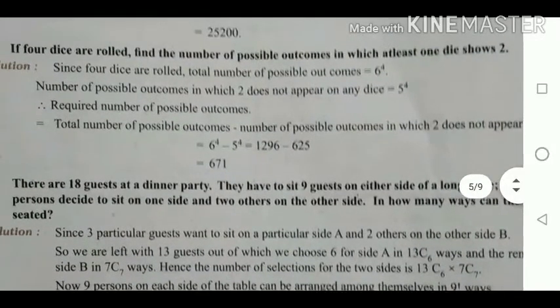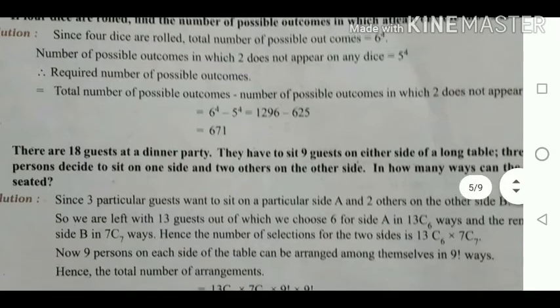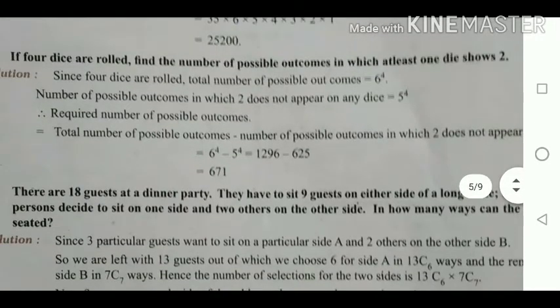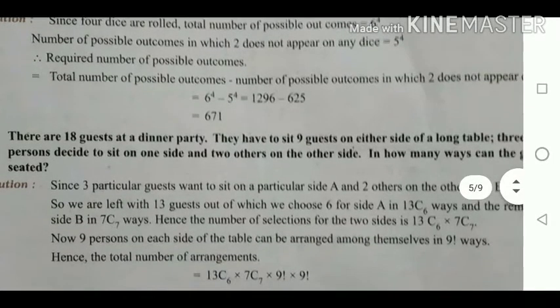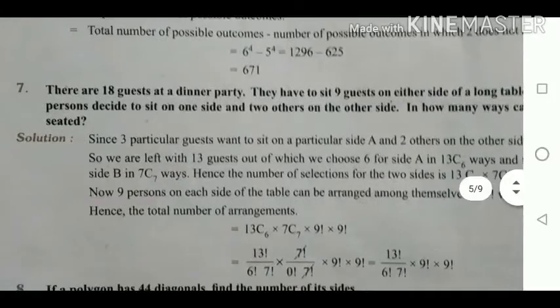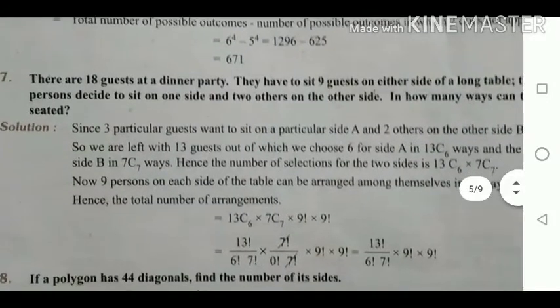So it is an indirect way of finding it. If you find it directly, it is very difficult for you. So first you find the possible outcomes in which 2 does not appear, and subtract that from the total outcomes, and you get the number of possible outcomes in which at least one die shows 2. Next, the 7th question in your book, it is exercise 2.2.